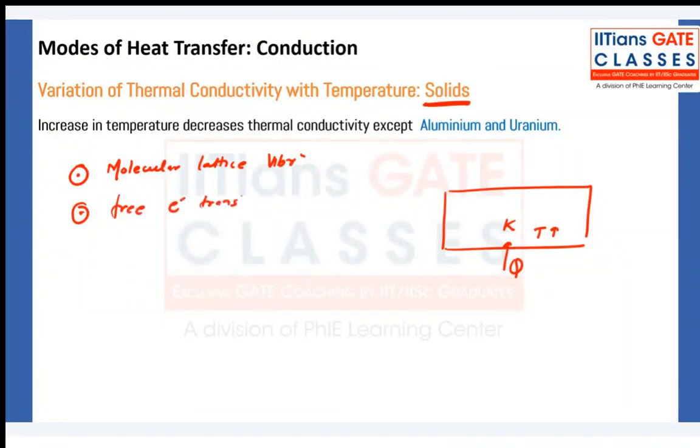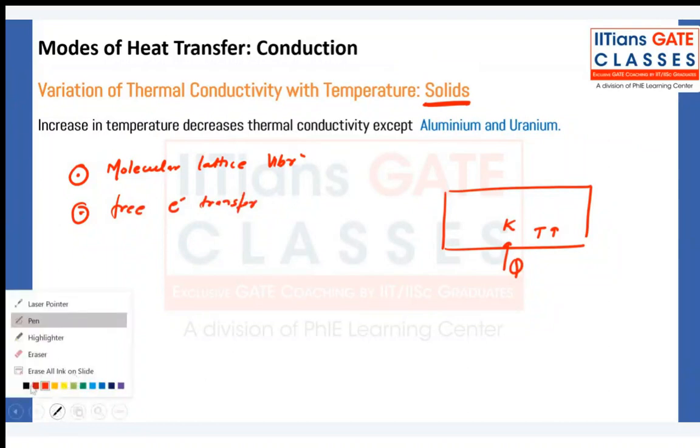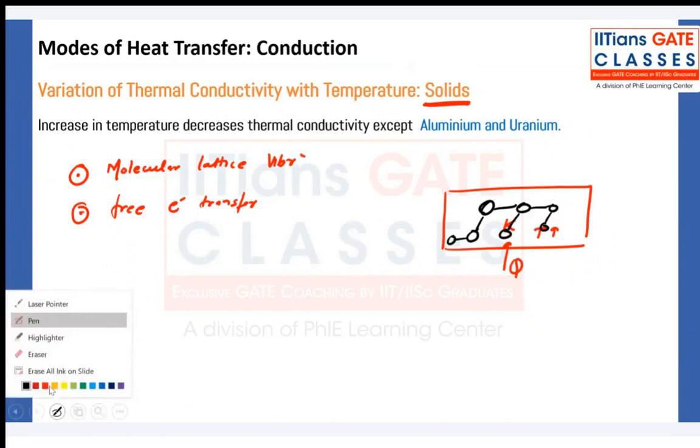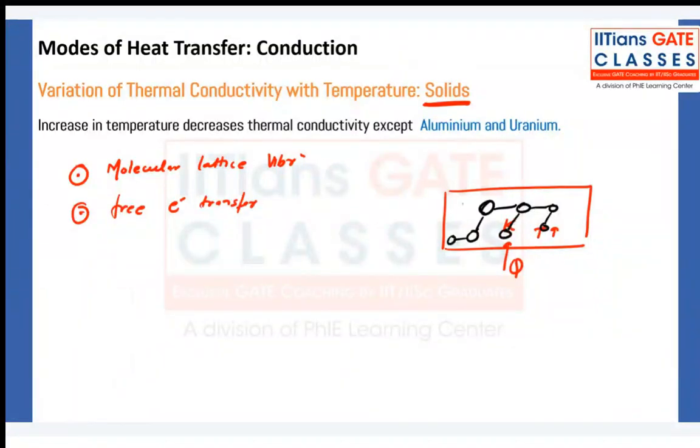So what will happen? Look, we have free electrons as well. Now, when you increase the temperature, what will happen? First of all, we know that in solids, this is the phenomenon that dominates mostly. Okay. Now, when you increase the temperature, the vibration of the molecules is so random.